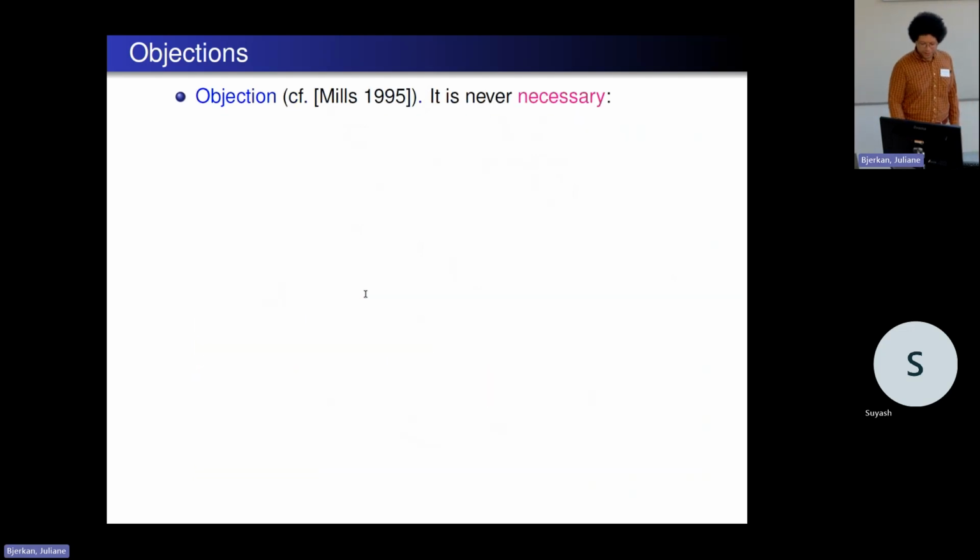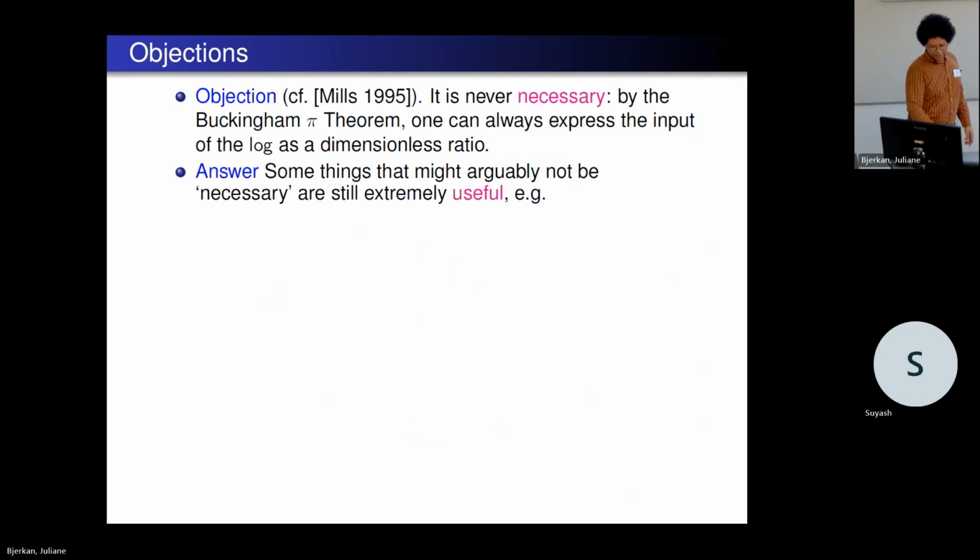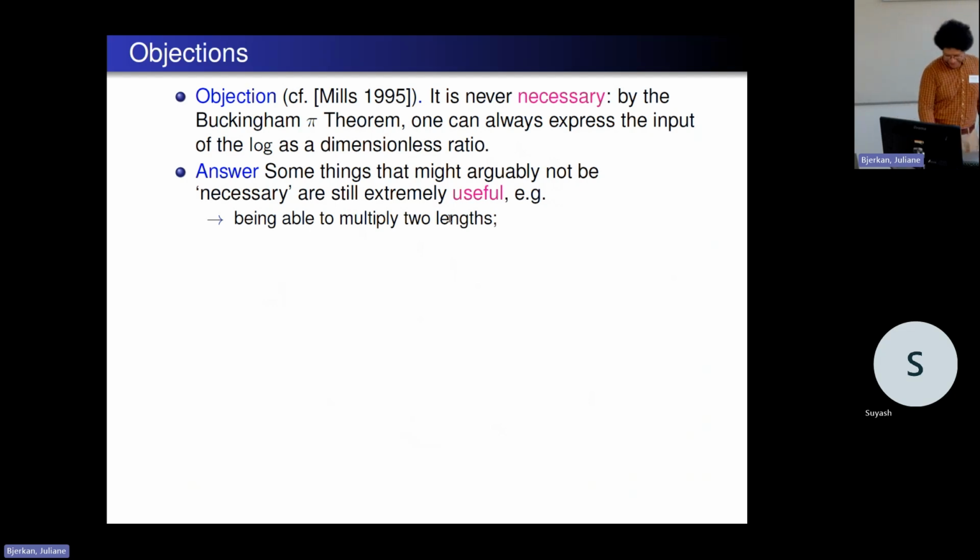And then the next possible objection: it's never necessary to take logarithms of dimensioned quantities. By the Buckingham Pi theorem, one can always express the input of the logarithm as a dimensionless ratio. The answer, well, some things that arguably might not be necessary are still extremely useful. For example, being able to multiply two lengths to define an area. It's probably not necessary, but it's very useful.